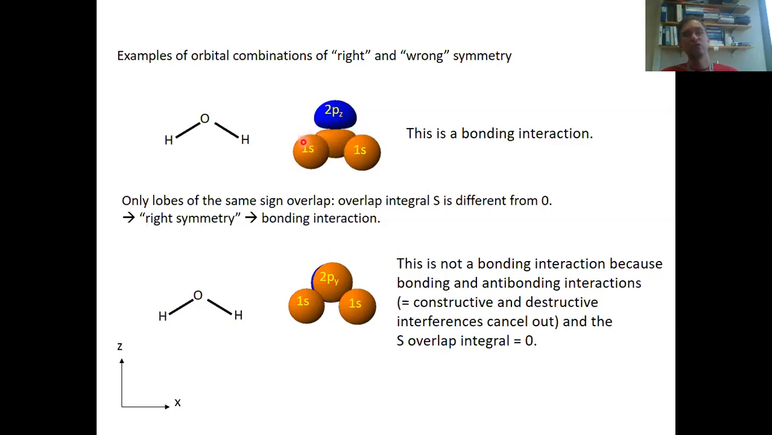There will also be a little bit of interaction between the 1s orbital and that blue lobe here, but because the blue lobe is further away than that orange lobe, these interactions will be weaker. So while there are some destructive interferences also, the constructive interferences are stronger. We can simply see this by geometric inspection. For that reason, we can say that the antibonding interactions will not cancel out, and therefore this combination of atomic orbitals is correct from the standpoint of symmetry and can lead to the formation of molecular orbitals.